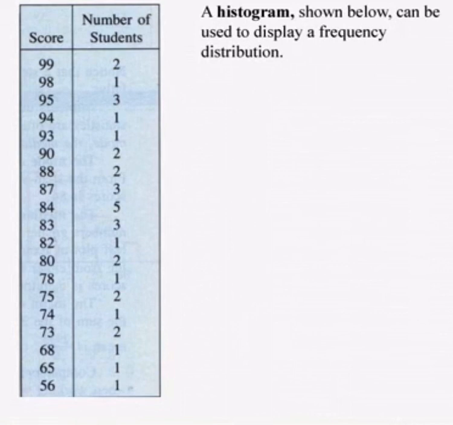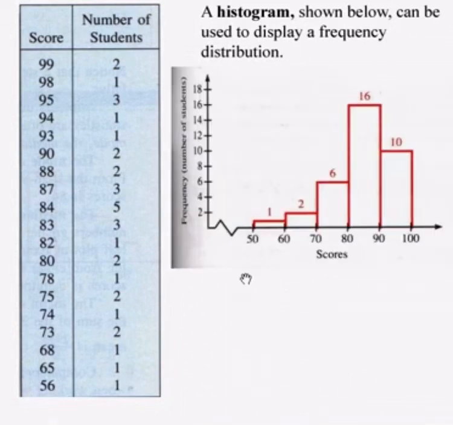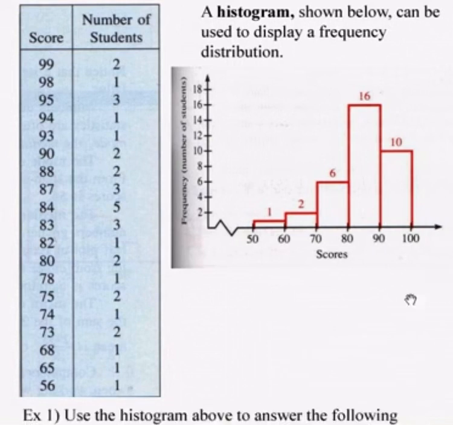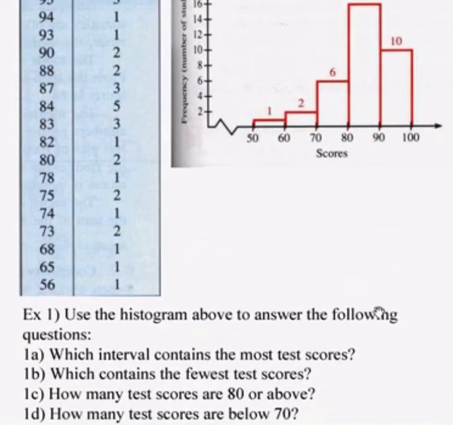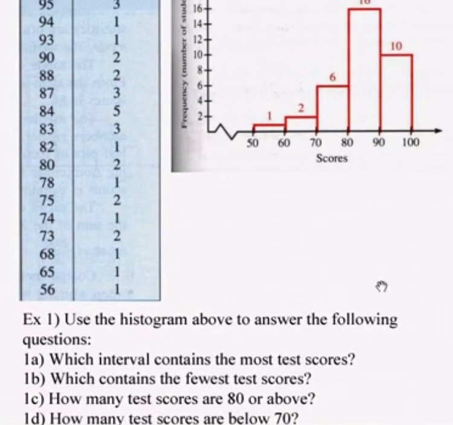A histogram is another way to show the distribution. In this case, rather than looking at every individual score that was obtained, we're going to cluster those scores and say, well, here's the number of students that got a score between 50 and 60. Only 1 student. The number of students that got a score between 60 and 70 were 2. There were 6 students that got between 70 and 80, 16 students between 80 and 90, and 10 students between 90 and 100.